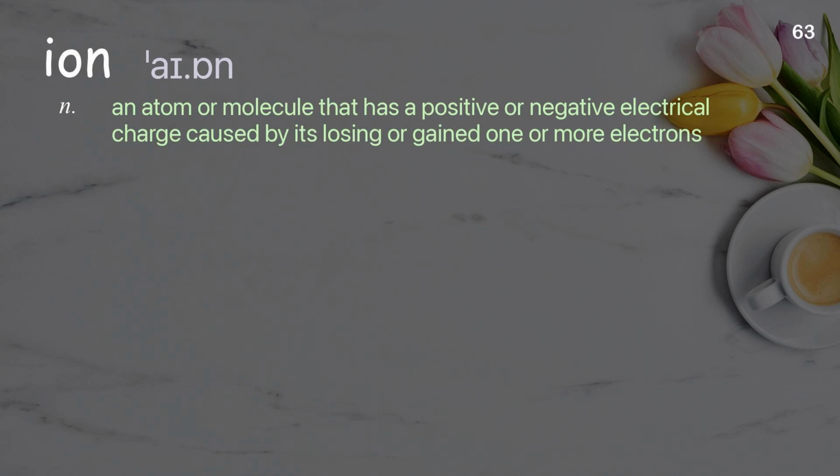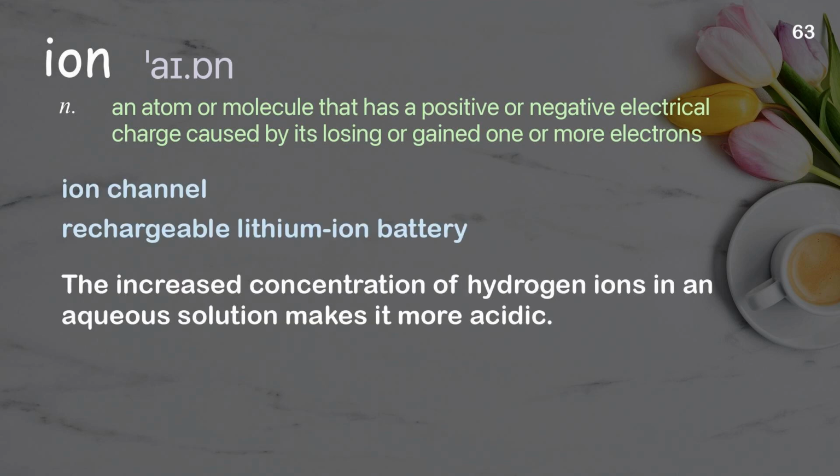Ion. An atom or molecule that has a positive or negative electrical charge caused by its losing or gaining one or more electrons. Examples: Ion channel. Rechargeable lithium-ion battery. The increased concentration of hydrogen ions in an aqueous solution makes it more acidic.